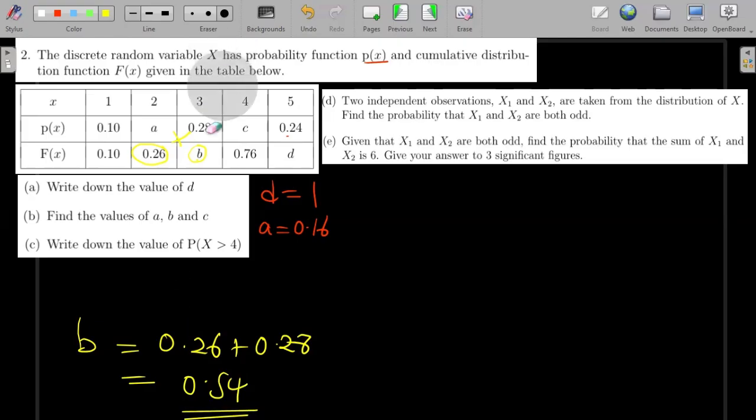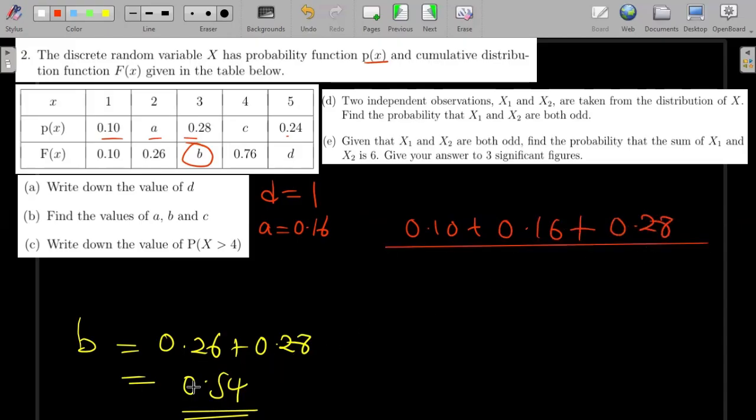Another way we can use to find b is to add all these probabilities until we reach b, because it's a cumulative probability all the way up to 3. So you add 0.10 plus the a, which you found was 0.16, plus the 0.28. When we add this, we're still going to get 0.54. So that one there is the value for our b.